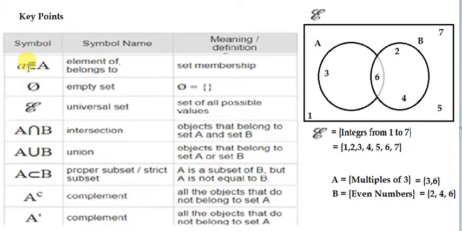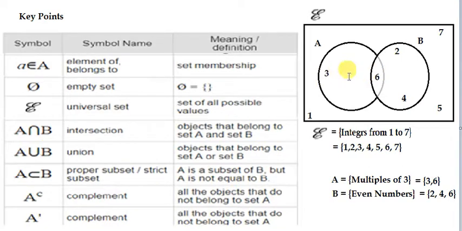Now going back to the symbols. This is the symbol for element. For example, in our case, for set A, 3 is an element. Similarly, 6 is an element for set A. This symbol, ∅, is used to represent the empty set or null set. Universal set, you are aware. This inverted U is called intersection, and this is about the overlapping or the common area. In this figure, this 6 will be there in the intersection.